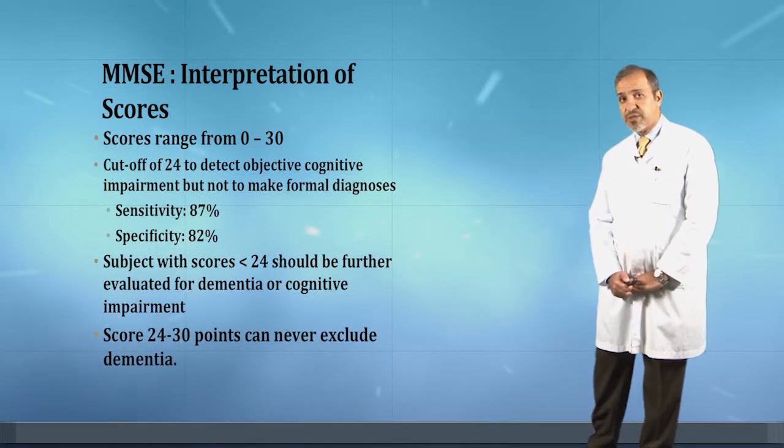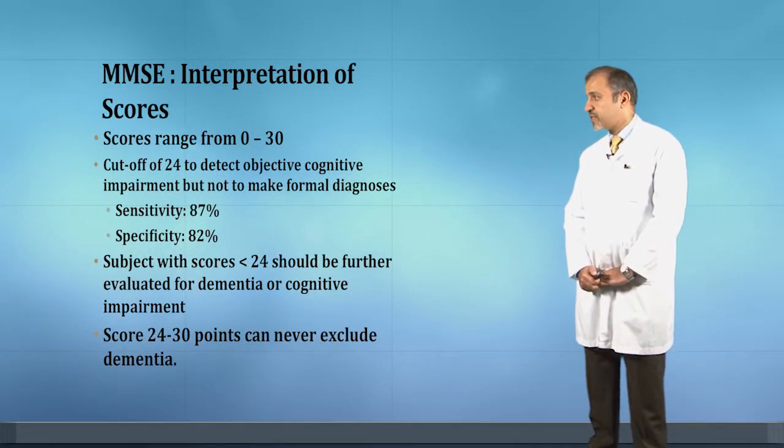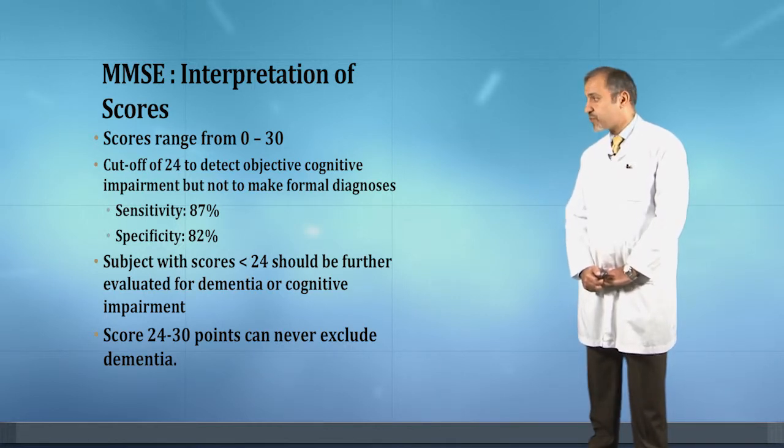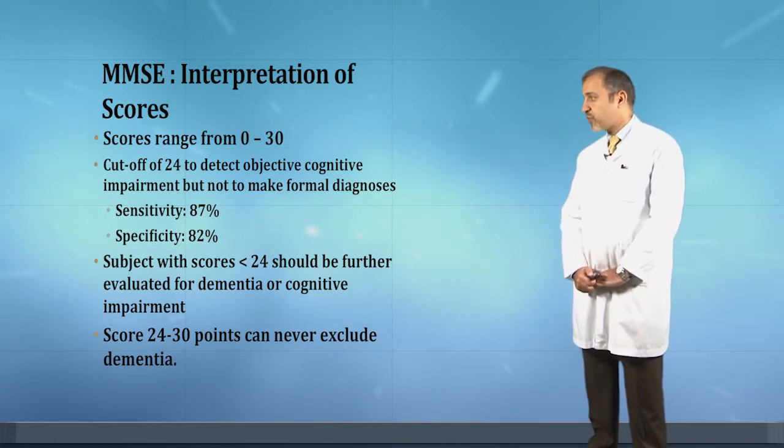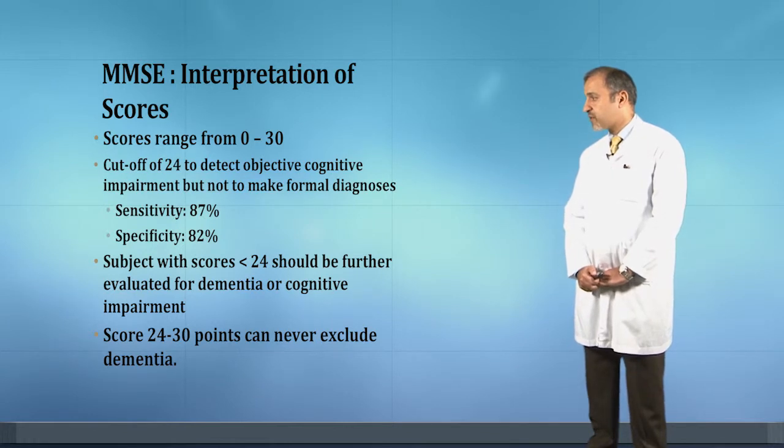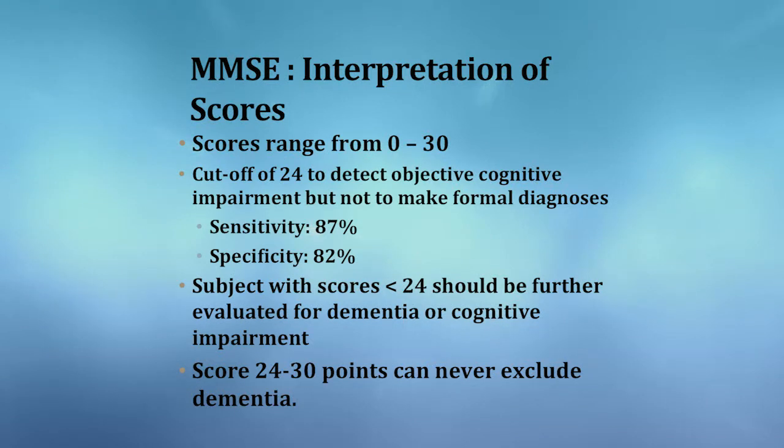The interpretation of the mini mental status score is easy and ranges from 0 to 30, with a cutoff of 24 to detect cognitive impairment, but not to make a formal diagnosis. And this generally has a sensitivity of 87% and a specificity of 82%. Subjects with a score of less than 24 should be further evaluated for dementia or cognitive impairment. And scores of 24 to 30 cannot exclude dementia.